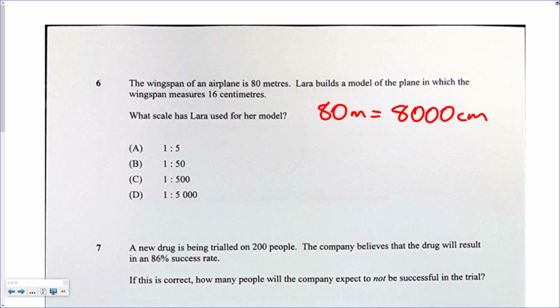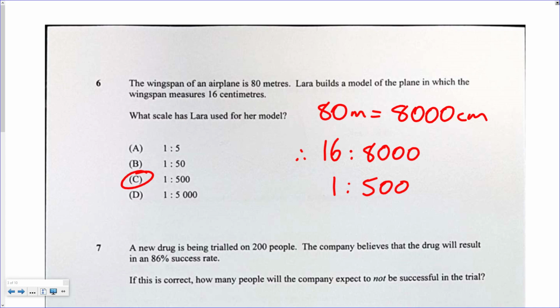Now that we've done that, that means our ratio is going to be 16 to 8,000, because that 16 is the model size, and then the 8,000 is the actual size. And so now we can simplify this ratio by dividing both sides by 16. So 16 divided by 16 equals 1. And 8,000 divided by 16 equals 500. So now we have our ratio of 1 to 500, which is C.